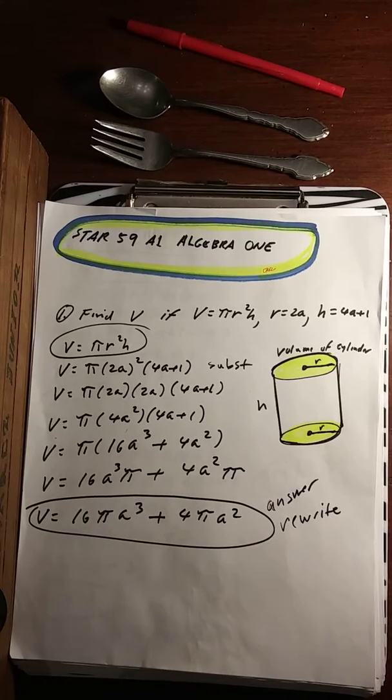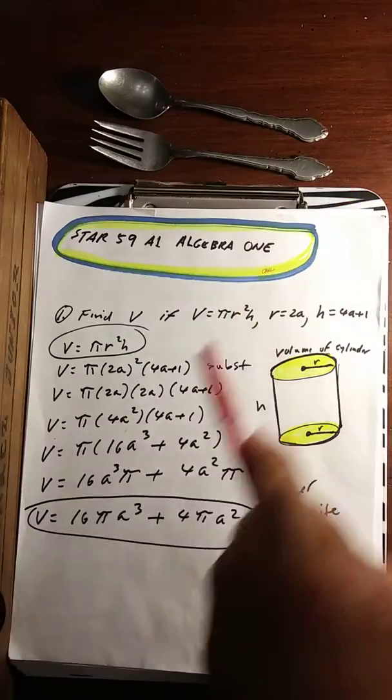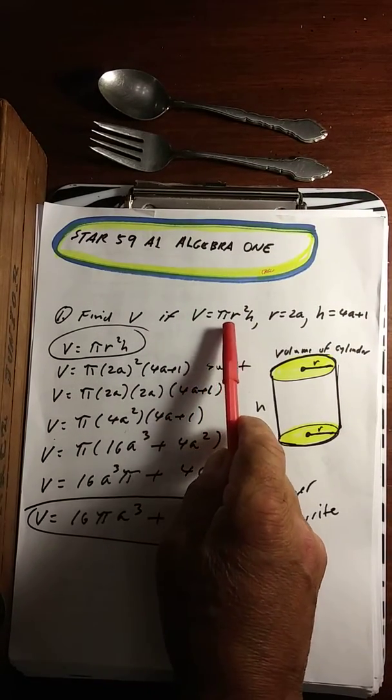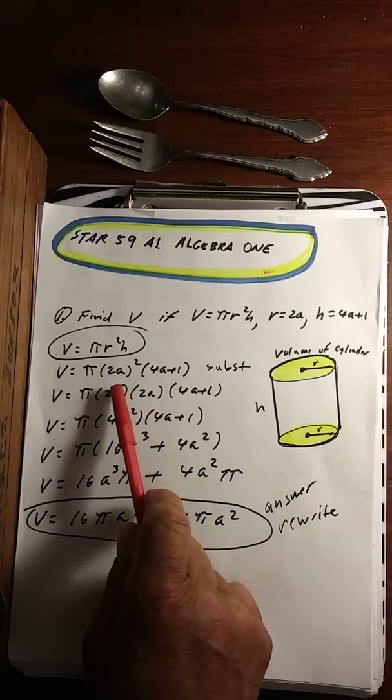Alright, let's do the STAAR 59 A1 Algebra 1 review. So we're going to find V if V equals pi r squared h, r is 2a, h equals 4a plus 1. Replace these in there.